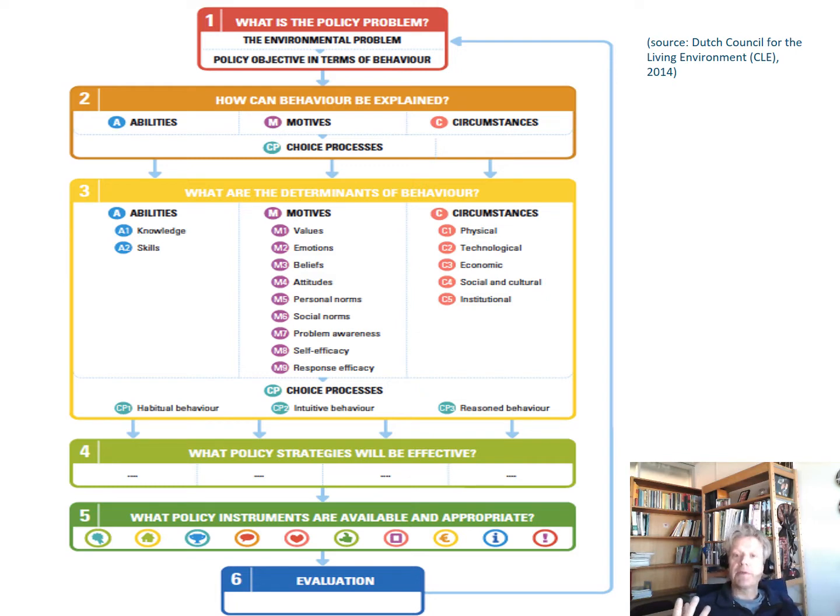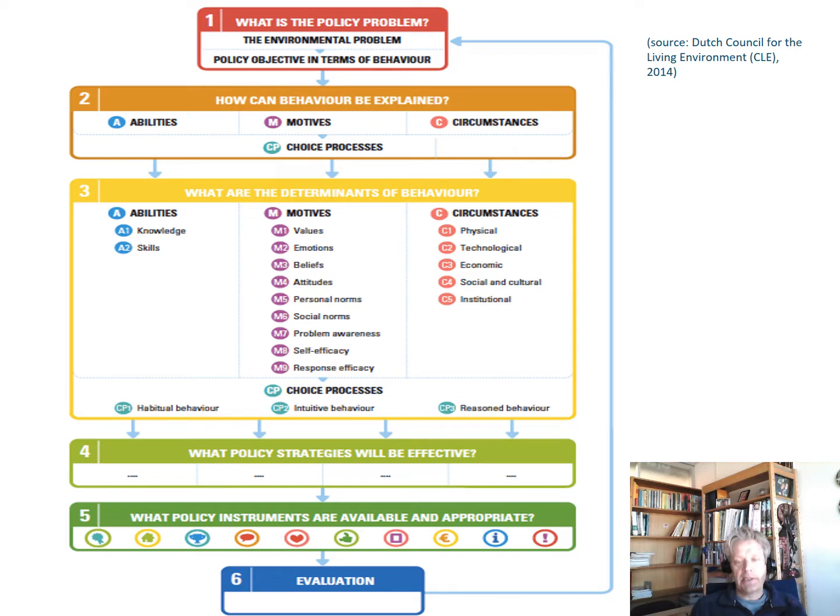Fourthly, what policy strategies then will be effective? Are these strategies that are mainly communication, education, capacity building oriented, and within that more persuasive or more relational, interactive, but also might there be other strategies, economic or legal strategies that could work well as part of the mix of strategies that you use? So this all needs to be carefully considered. And then in the end, what policy instruments are available and appropriate? And we'll show a few examples of these.